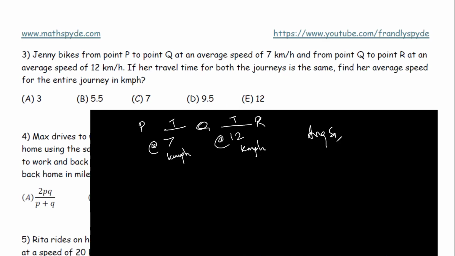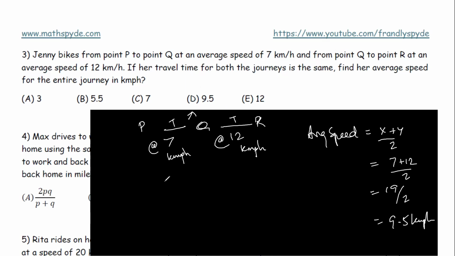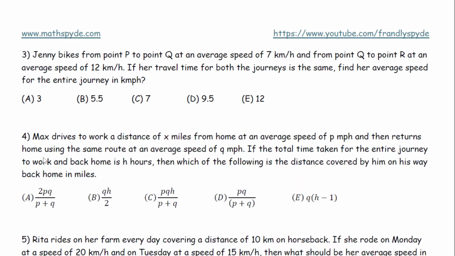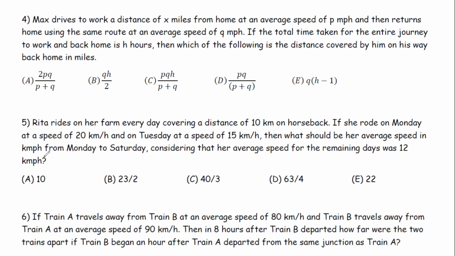So average speed when the time is the same is (x plus y) by 2. So it's simply (7 plus 12) by 2, which is 19 by 2, which is 9.5 kmph. Right? That's the answer. Now it might get complicated. Fourth one.